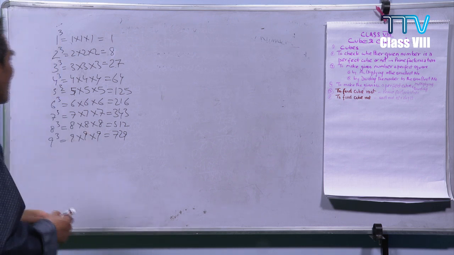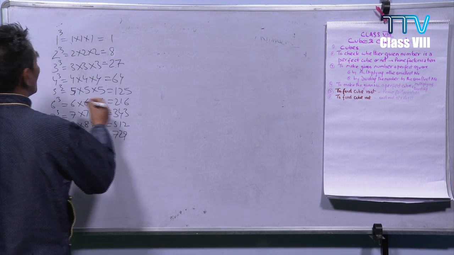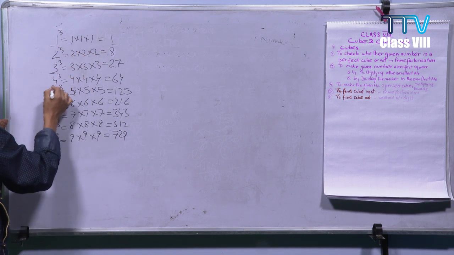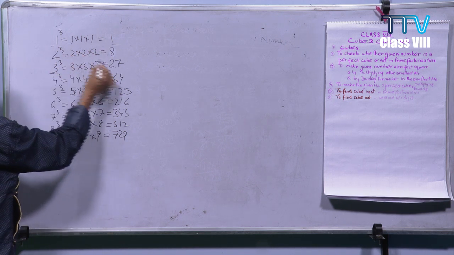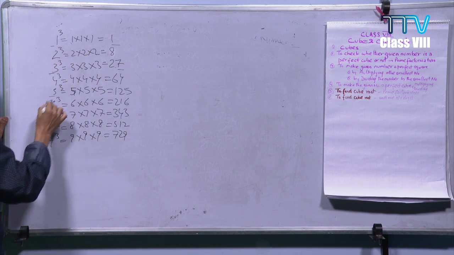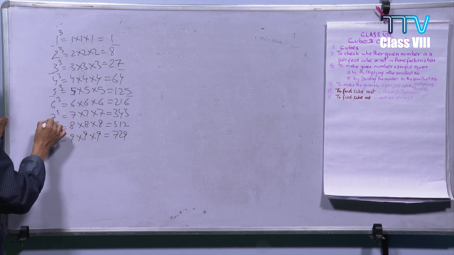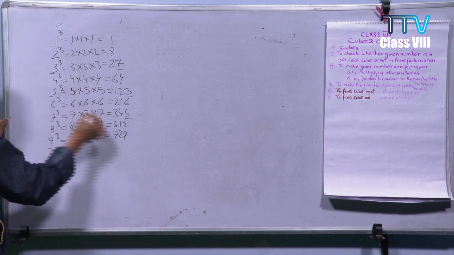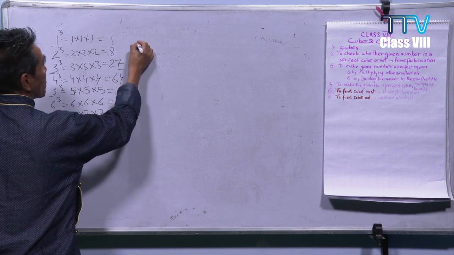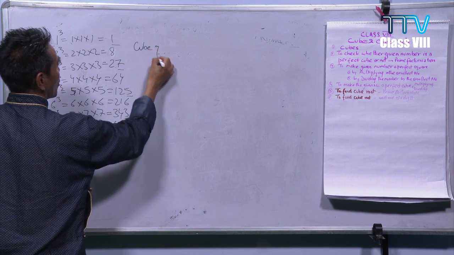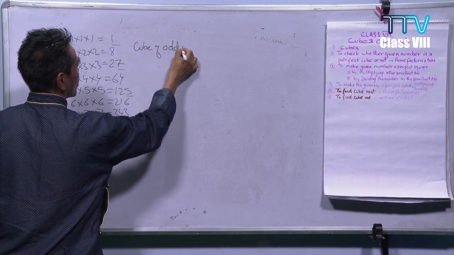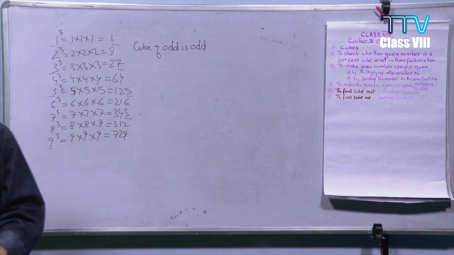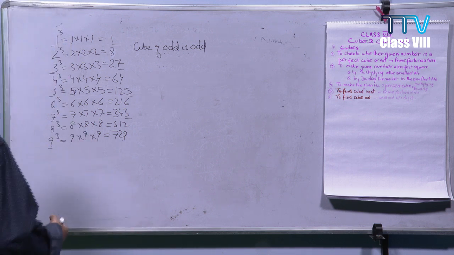First step: odd numbers. 1 is odd, and its cube is odd. 3 is odd, and its cube 27 is odd. 5 is odd, and its cube is odd. 7 is an odd number and its cube is odd. 9 is an odd number, its cube is odd. That means if the number is odd, its cube is odd.